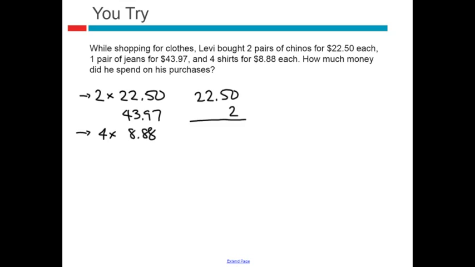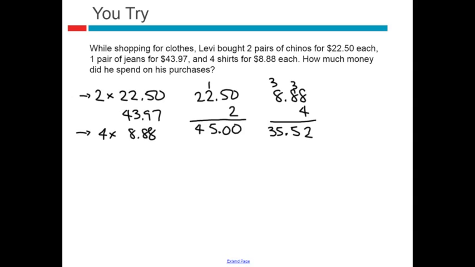$22.50 times 2 is $45. $8.88 times 4, that's just $8.88. Sorry about that. $8.88 times 4, so we have $35.52.